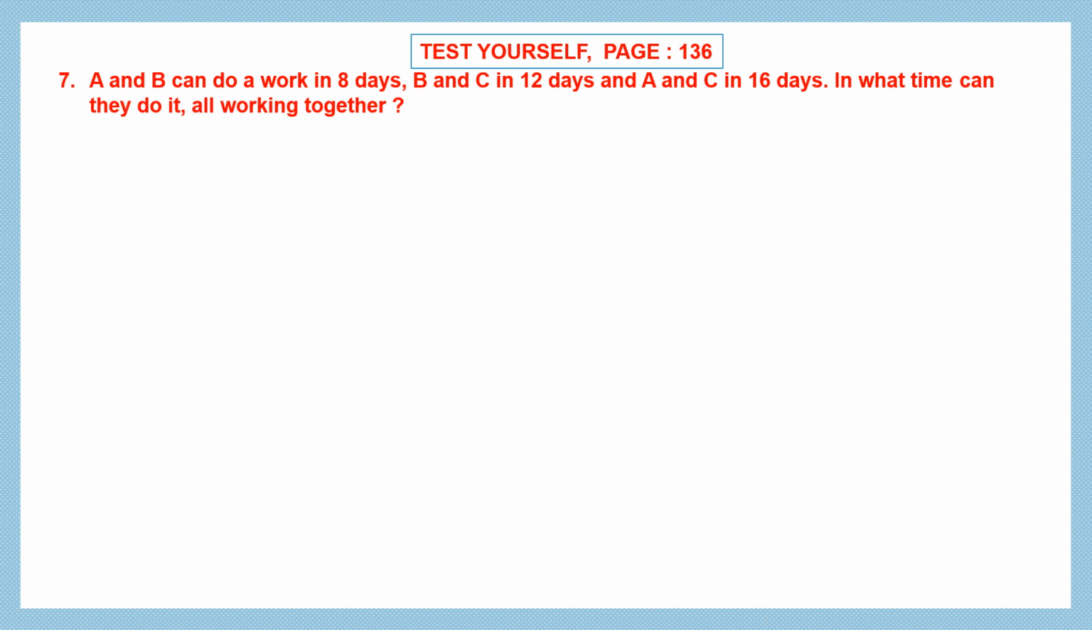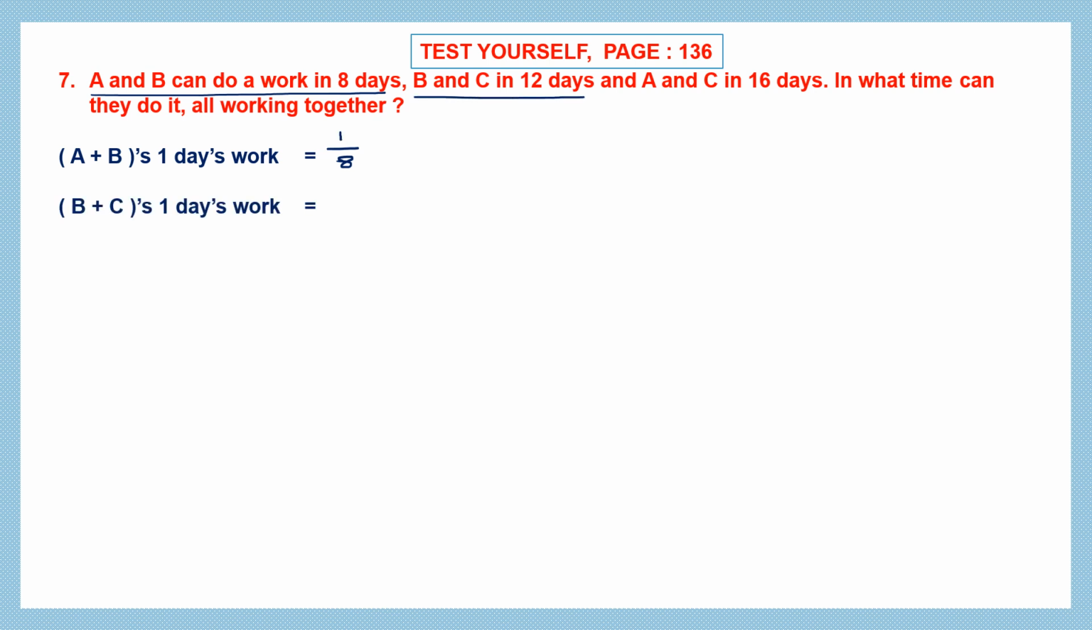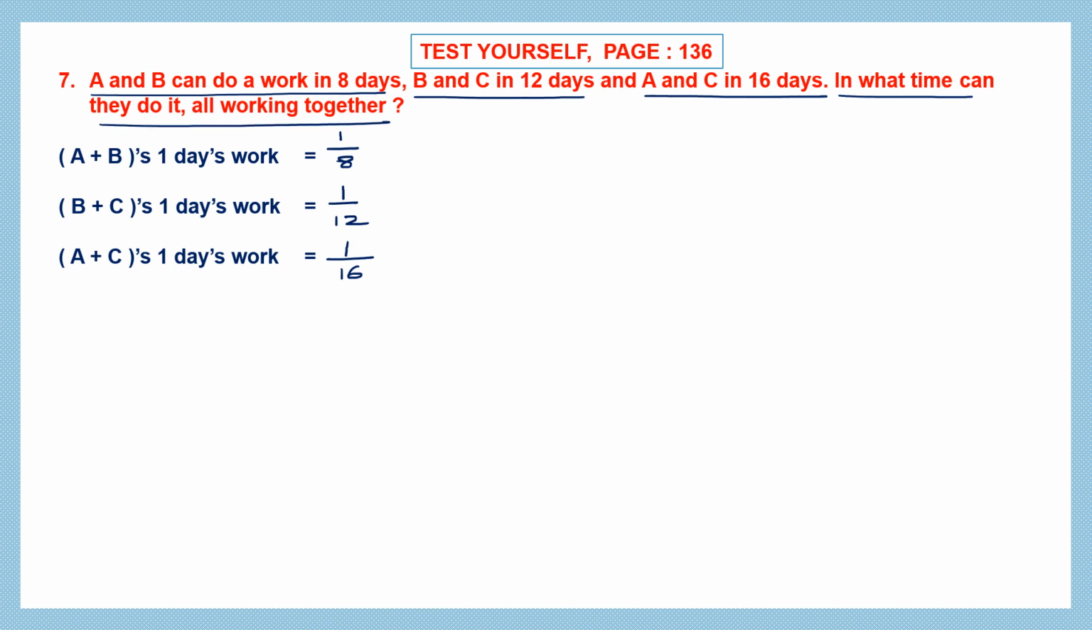So here, the first thing that we have is A and B can do the work in 8 days. So let's find the 1 day's work of A and B. A plus B's 1 day's work will be 1 by 8 because it is 8 days. Then we have B and C can do in 12 days, so B and C's 1 day's work will be 1 by 12. Then we have A and C can do it in 16 days, so A and C's 1 day's work is 1 by 16. The question we are asked is in what time can they do it all working together?